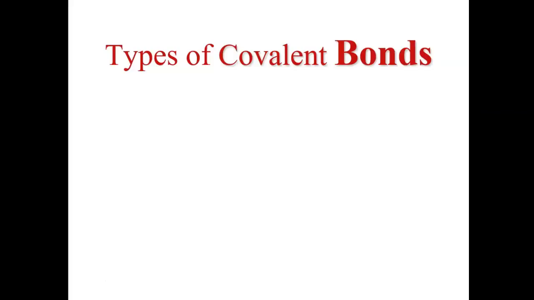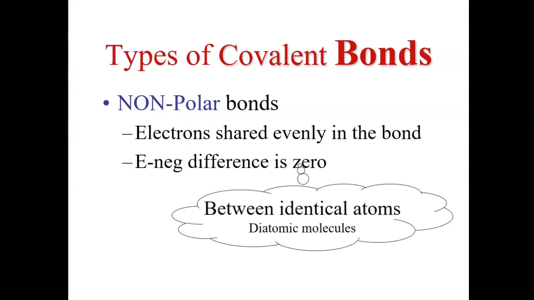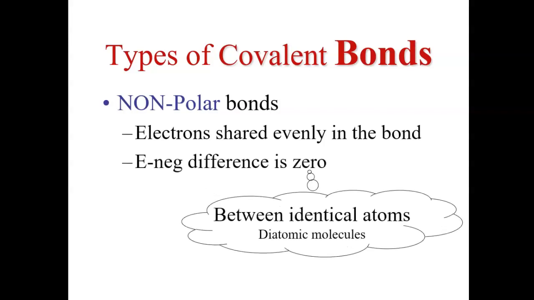So I want to get into the types of covalent bonds that we have. Nonpolar bonds. Nonpolar bonds means the electrons are shared evenly in the bond. Electronegativity difference is 0. And between identical atoms, diatomic molecules. So diatomic molecules are your magic 7, the ones that we put on our periodic table.